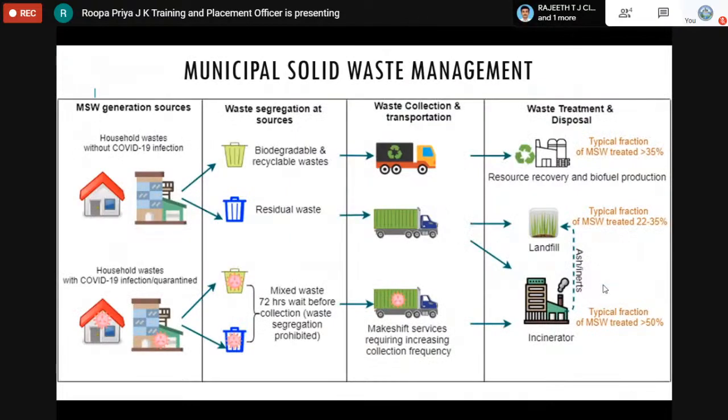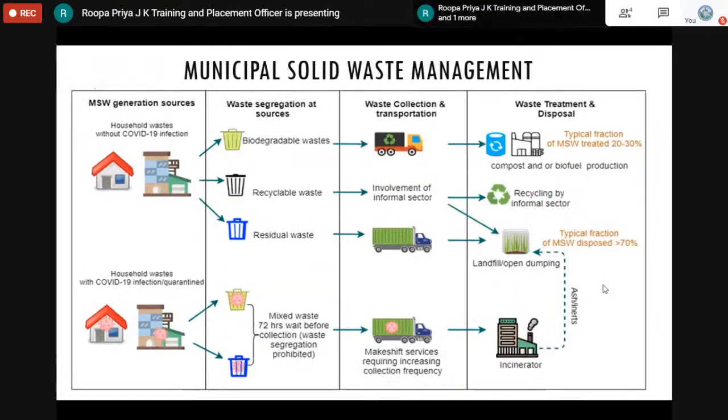So, this is a simple example of municipal solid waste management in recent days. The waste which is generated at source is collected, it is segregated at source, and it is transported to the disposal site. This is another simple example to identify the generation of the waste at source and how the waste is being segregated at source.